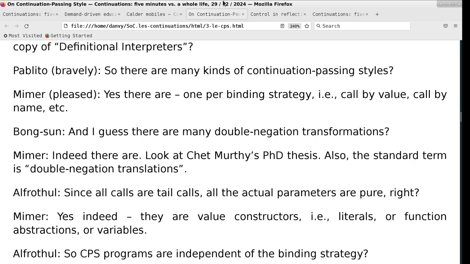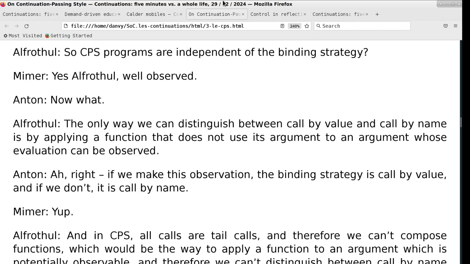Since all calls are tail calls, all the actual parameters are pure, right? Yes, indeed. They are value constructors, literals of functions, abstractions, or variables. So CPS programs are independent of the binding strategy. Yes, Alfredo, well observed. Now what? The only way we can distinguish between call by value and call by name is by applying a function that does not use its argument to an argument whose evaluation can be observed. Right. If we make this observation, the binding strategy is call by value, and if we don't, it is call by name.